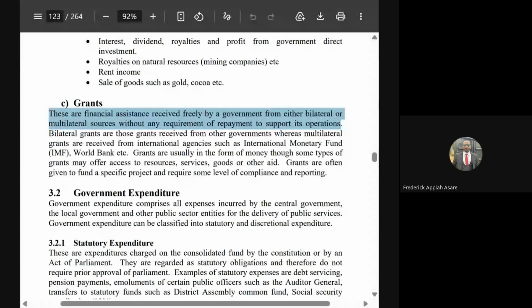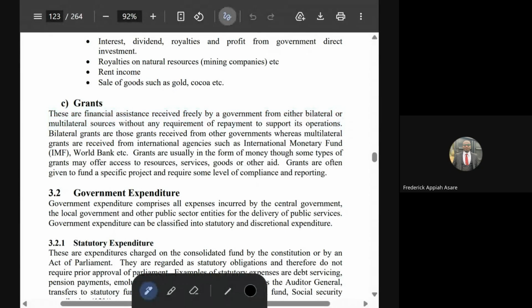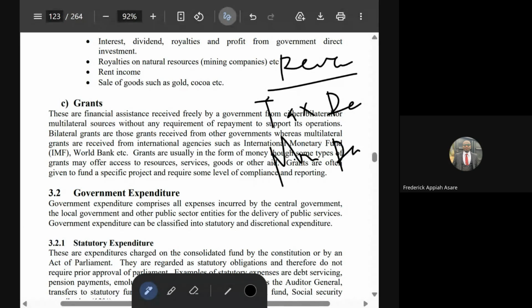So when you are preparing the income statement, when you get to the revenue side, you will have tax revenue, non-tax revenue, then grants. These are the three things that fall under the revenue as far as the central government is concerned.